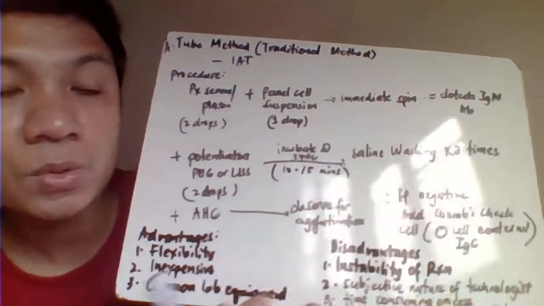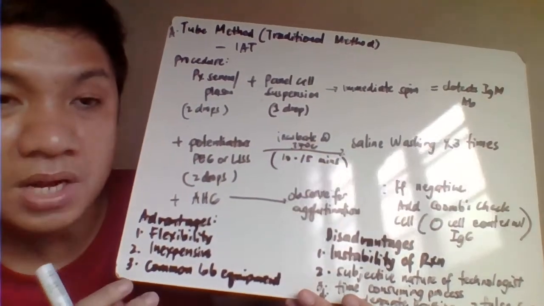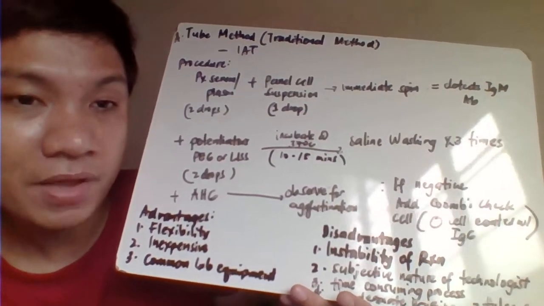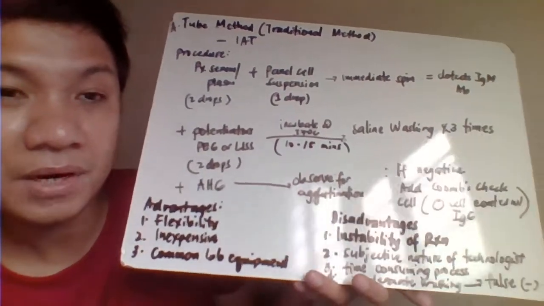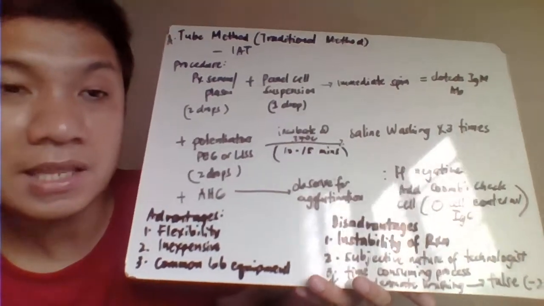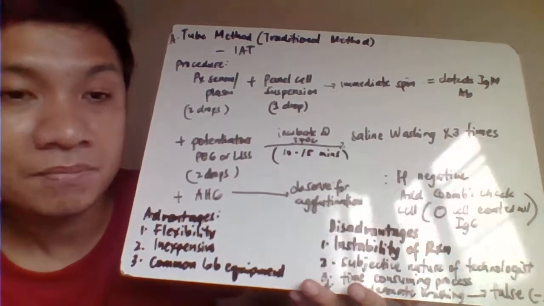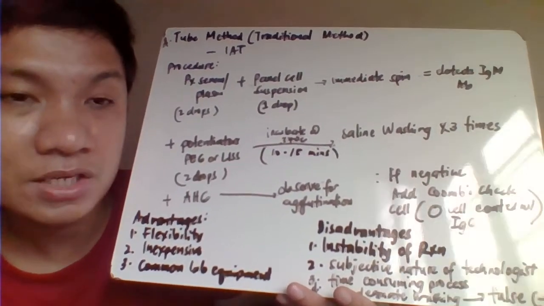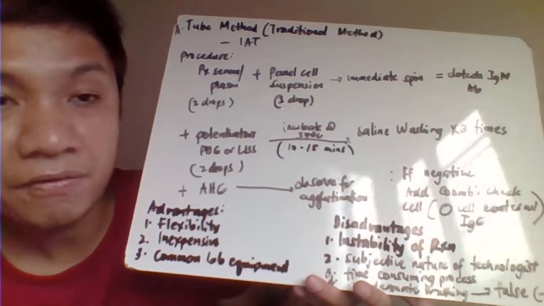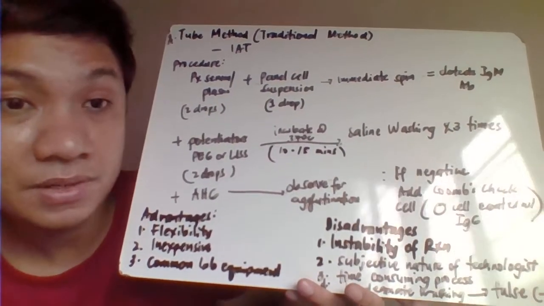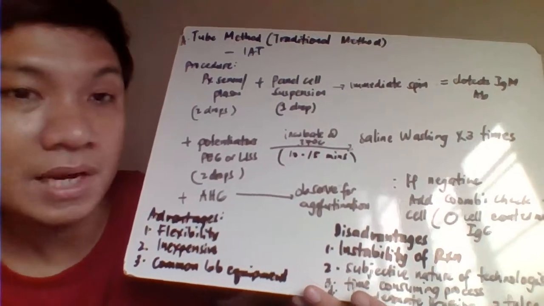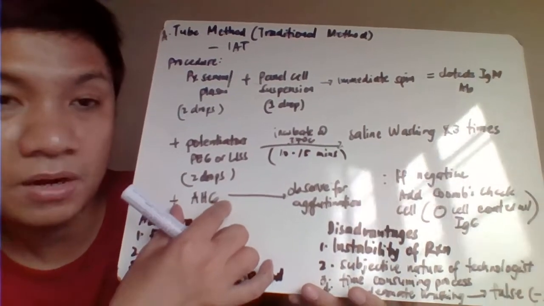So remember when we are doing here the saline washing, make sure that you adequately decant or remove here much of your saline in order for you to remove your unbound antibodies. Kasi pag hindi adequate ang ating washing step, it might result here in the neutralization of your anti-human globulin, and therefore it might eventually result in your false negative reaction. Then after your saline washing for 3 times, you add your anti-human globulin.